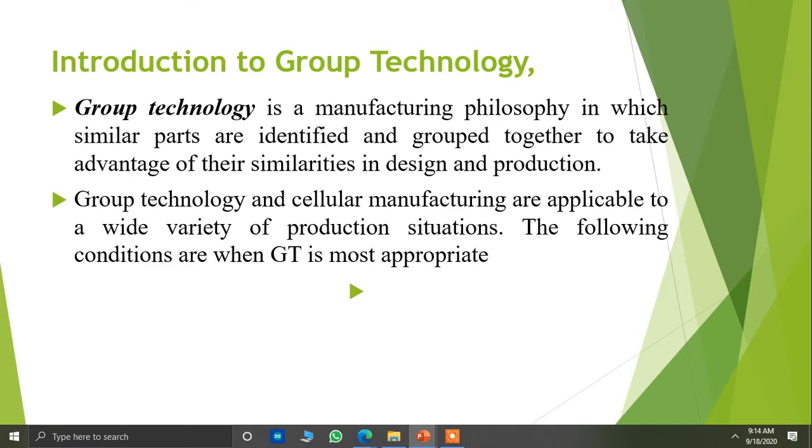So group technology and, to be precise, cellular manufacturing are applicable to a wider variety of production situations. What do you mean by production situation? A production situation could be an inline production or an assembly line production, something like that. There are certain conditions where GT is more applicable, which we'll see in the later slides.